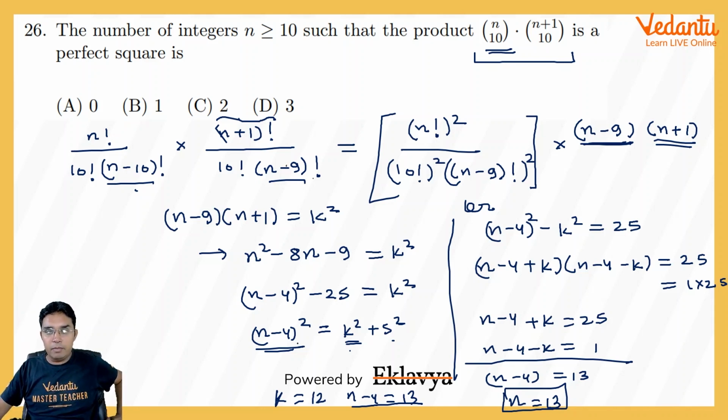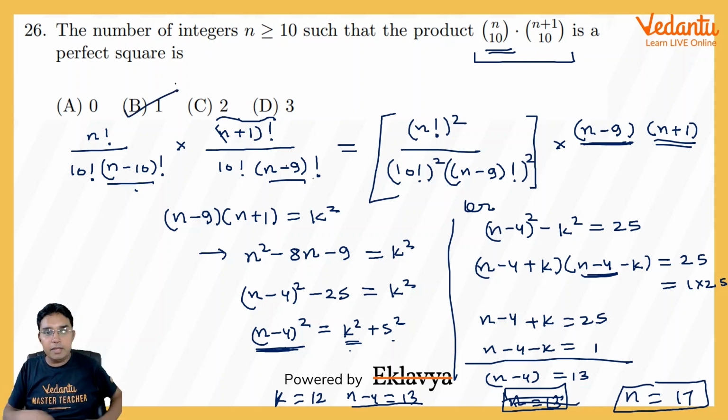Actually, this n minus 4 has to be greater than k. So they both will be positive, yes. So n will be 17, sorry. n minus 4 will be 13 and n will be equal to 17. So what exactly have they asked? Number of integers. So I think the answer is B, that is 1.